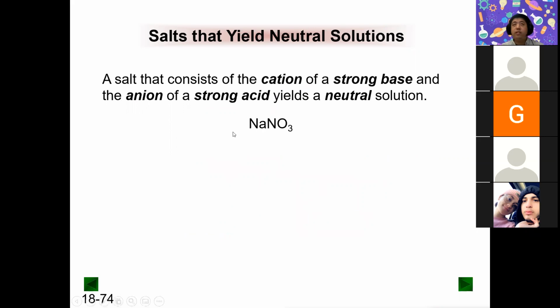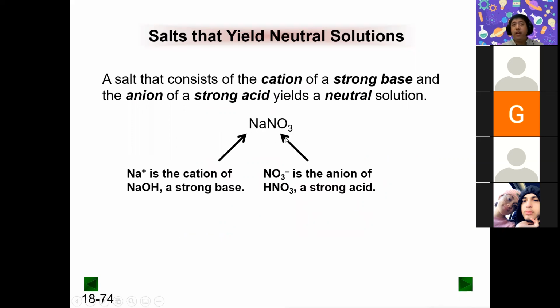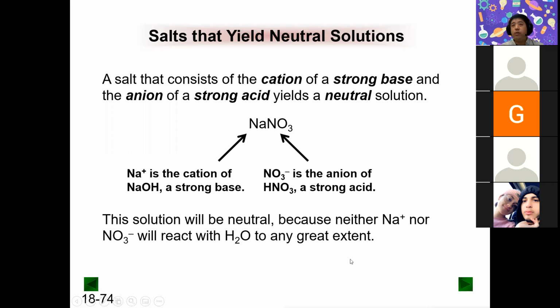Take your silence as a yes. Another example we have here is NaNO3. NO3 comes from HNO3. Again, I don't have this H present and I don't have this OH present. It is not in my solution. I only have the Na and I only have the NO3. It's just named this way because you know this is the anion from a strong acid, cation from a strong base. So once again, neither the Na+ or the NO3 will react with water to any greater extent. Okay, any questions up to this part? All right.